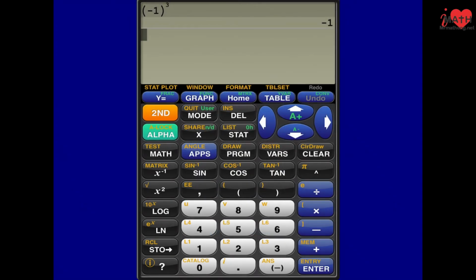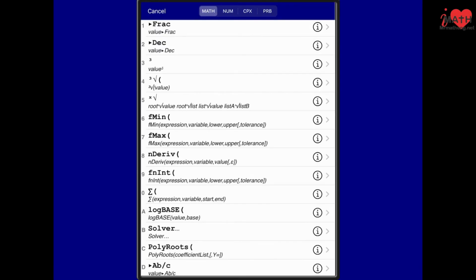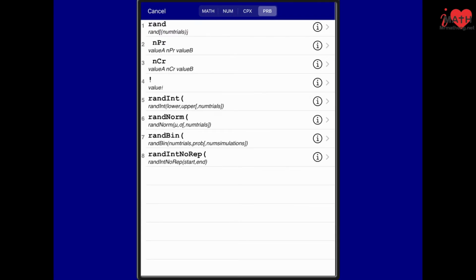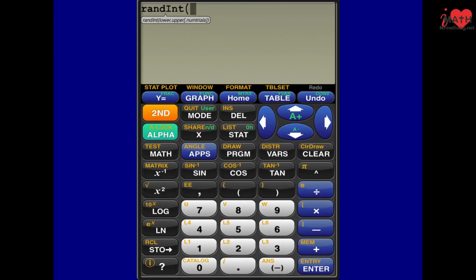Okay, so I'm going to press clear. It says math, so far left there next to apps, the blue button. On the very top, we're going to go to probability, and we're going to look for random integer. I'm going to start with 1. Look at the formula, lower, upper, so I want up to 2,000.